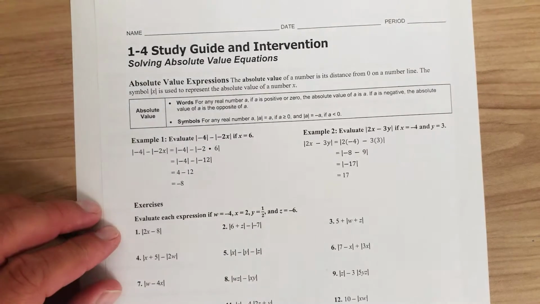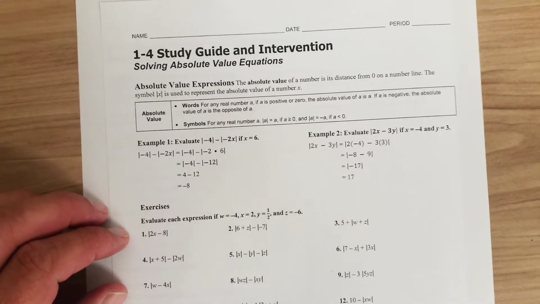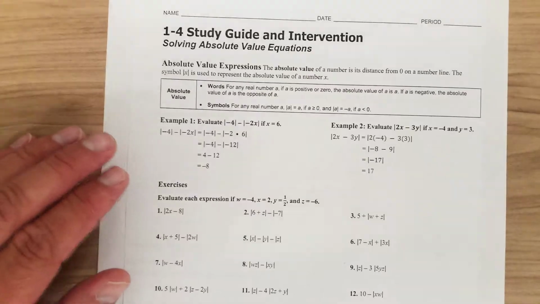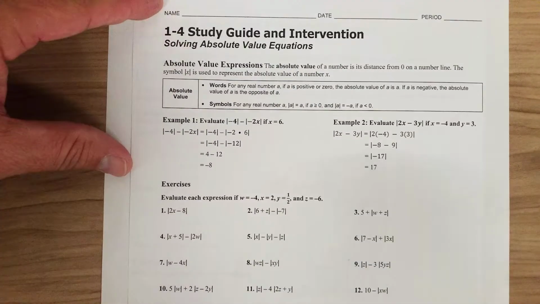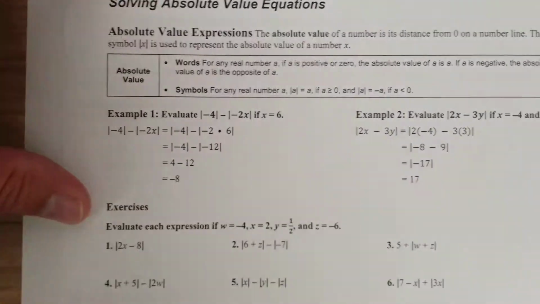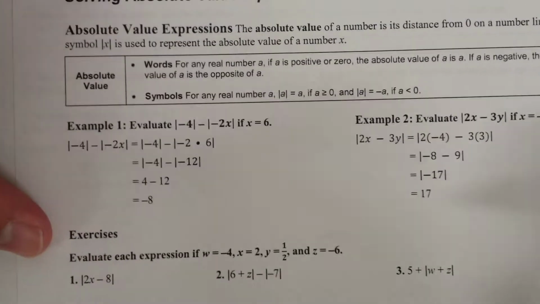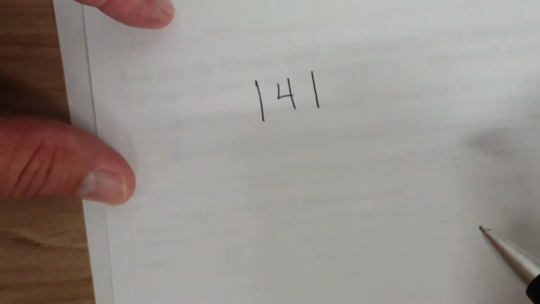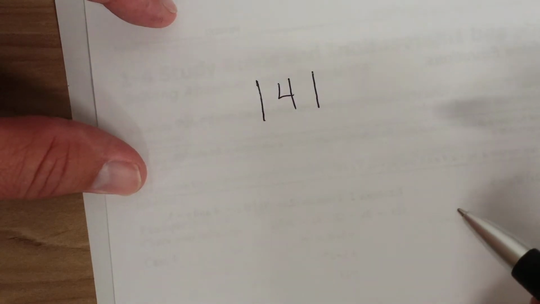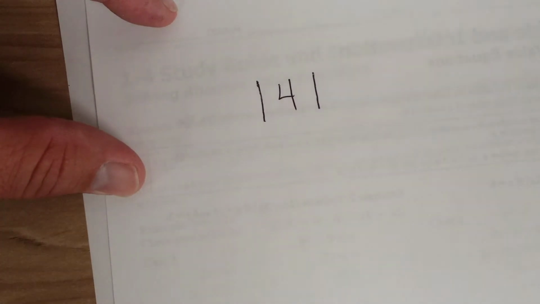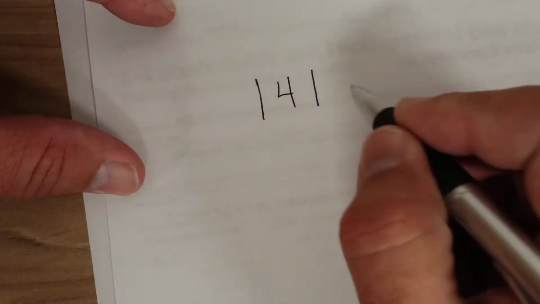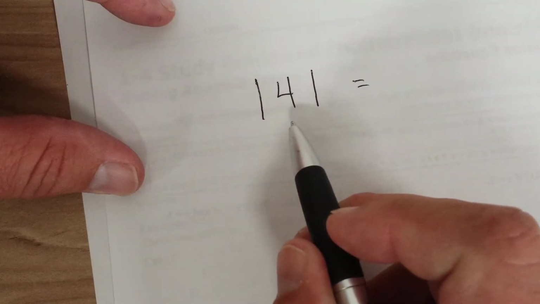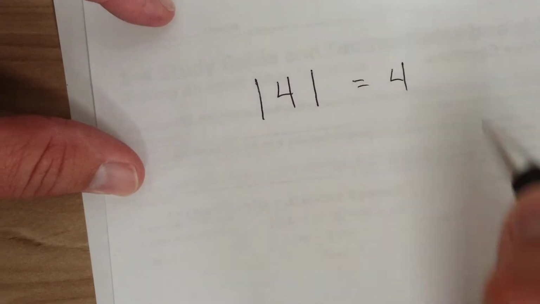In this lesson, we're going to review absolute value and how to solve absolute value equations. If you remember, the symbol for absolute value is these two bars. The absolute value of a number simply means how far that number is from zero, the pure distance from zero. So if I asked what the absolute value of 4 was, the distance from 0 would be 4.